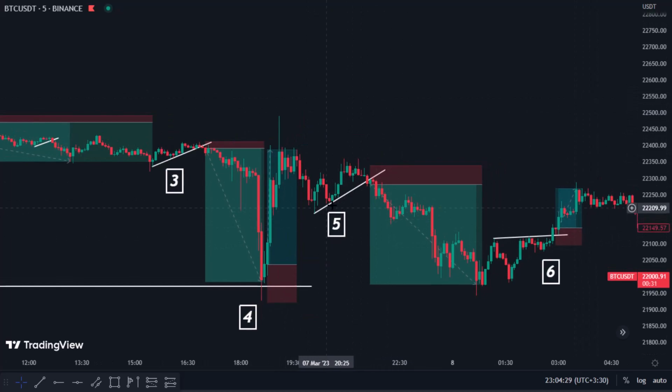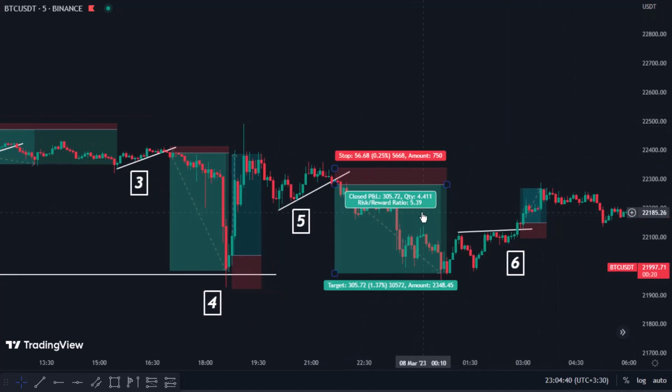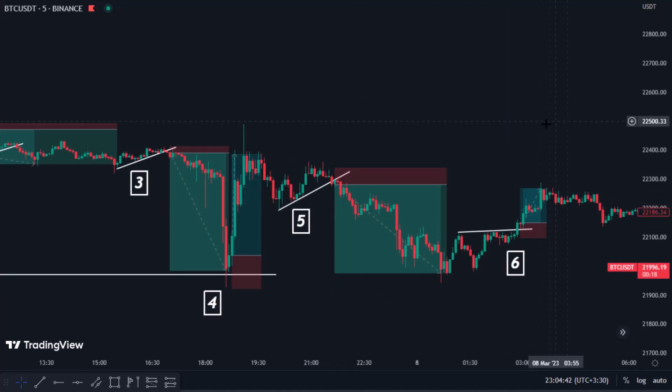On the trade 5, we have a trend line with 1 touch, 2 touches, 3 touches. On the 4th time it is broken here, we enter the sell position, put our stop loss somewhere safe or even here, and it gives us a reward of 5.4.